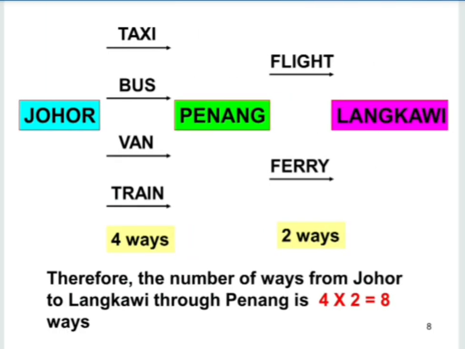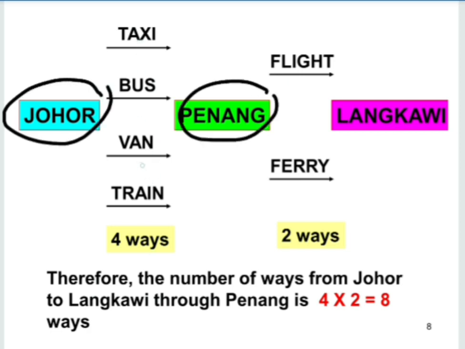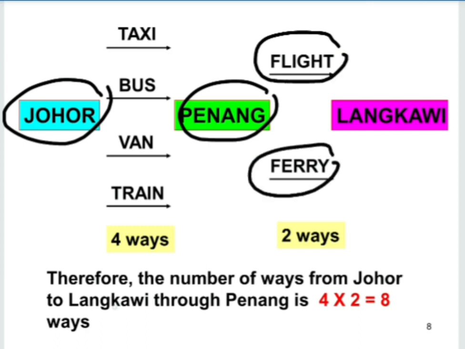So let's look at this diagram. We have 4 ways to go from Johor to Penang, which is by using taxi, bus, van or train. And we have 2 ways to go from Penang to Langkawi, which is by using flight or ferry. So to go from Johor to Langkawi through Penang, we can use the multiplication rule, which is 4 times 2 equals 8. So we have 8 ways to go from Johor to Langkawi through Penang. That is what we call the multiplication rule.